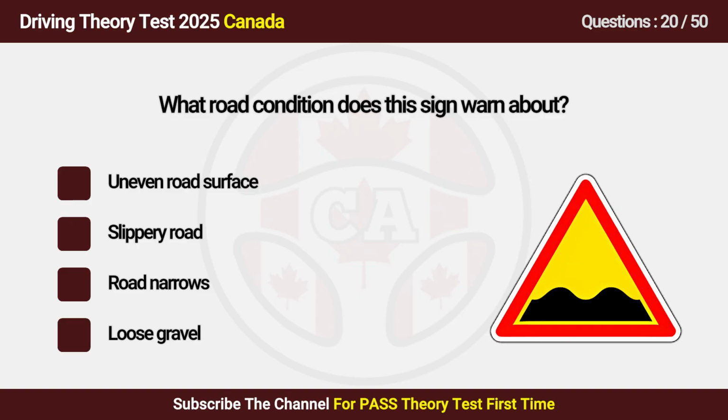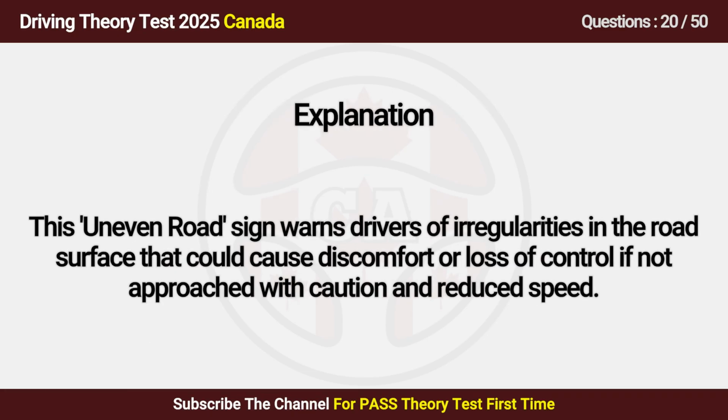Question 20. What road condition does this sign warn about? A. Uneven road surface. B. Slippery road. C. Road narrows. D. Loose gravel. Answer is A. Uneven road surface. This uneven road sign warns drivers of irregularities in the road surface that could cause discomfort or loss of control if not approached with caution and reduced speed.